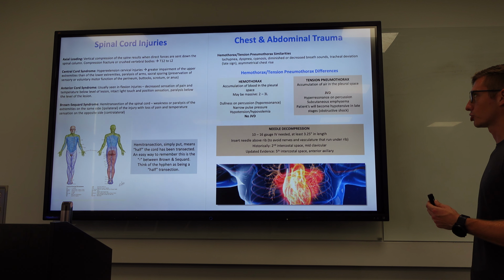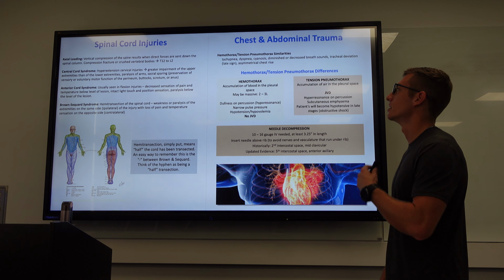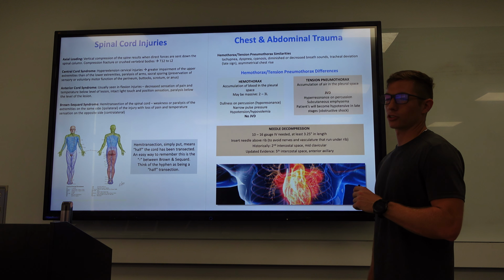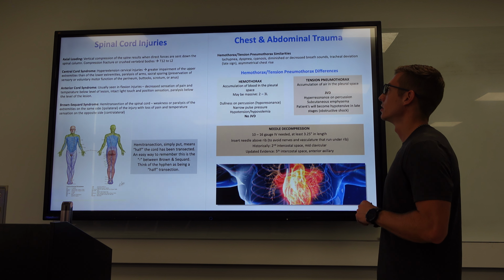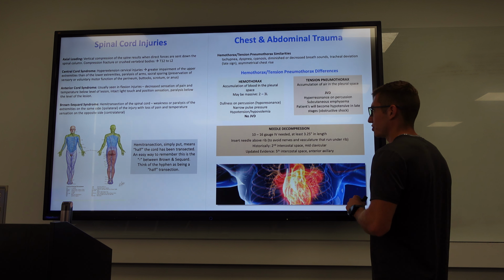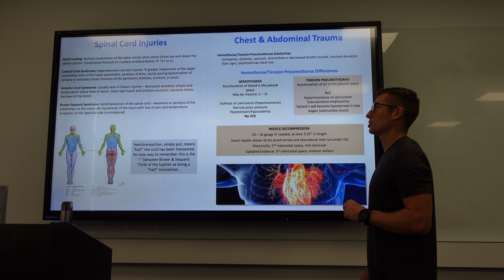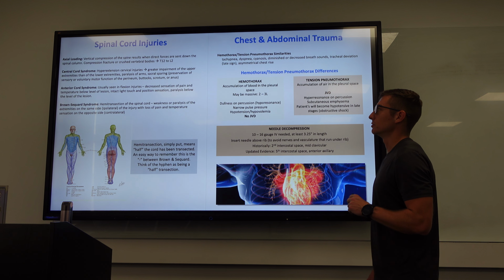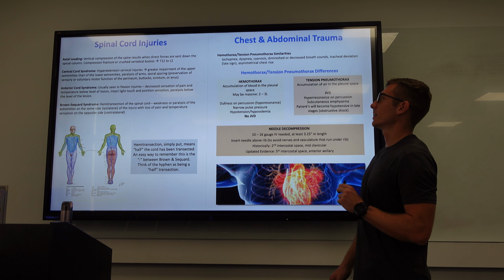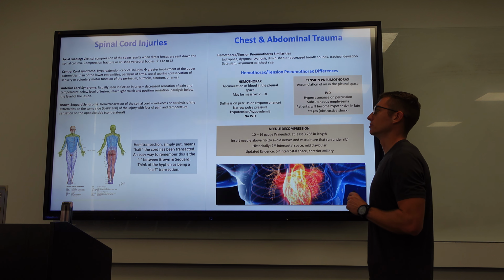Paralysis of the arms, sacral sparing, and prevention of sensory or voluntary motor function of the perineum, buttocks, scrotum, or anus. Anterior cord syndrome. So this is usually seen in flexion injuries, a decreased sensation of pain and temperature below a level of lesion. So intact light touch and position sensation, paralysis below the level of lesion.